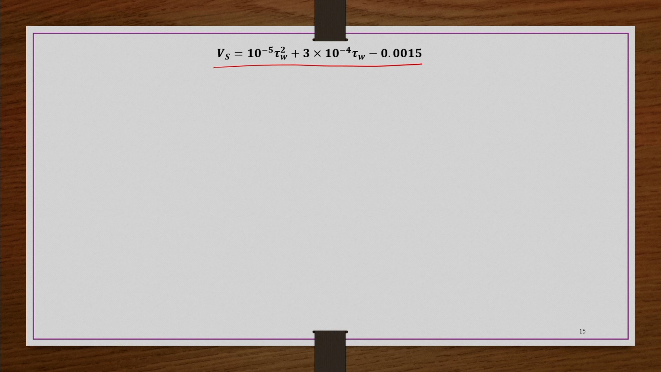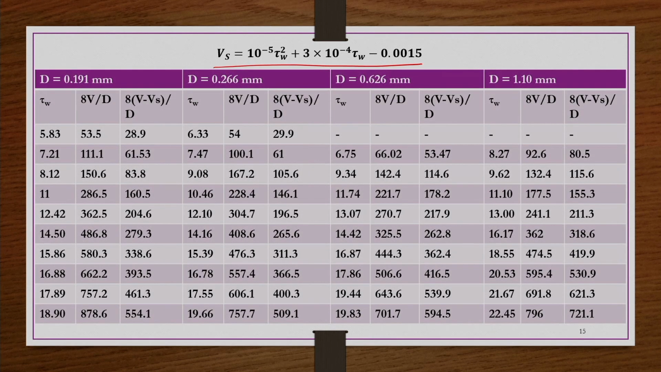So, then we have this Vs versus tau w relation. When tau w is 5.83, we got 8V by d is 53.5. Before incorporating the wall slip effects, the nominal shear rate was 53.5. After incorporating the wall slip effect, it decreases to almost half, 28.5. And likewise, for all data points, you can see a substantial difference between the uncorrected 8V by D and the corrected 8V by D. After incorporating the wall slip, the shear rate has decreased substantially.